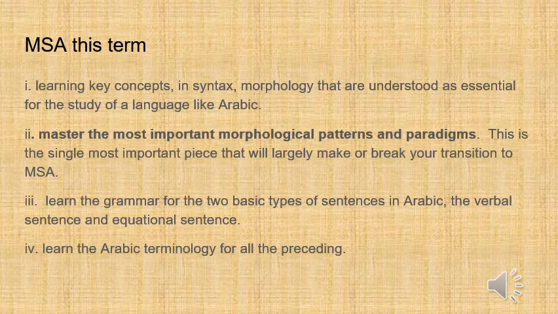So that's two. Third, learn the grammar for the two basic types of sentences in Arabic: the verbal sentence and the equational sentence. So the terms and what they mean and all that. Terms for the different parts of the sentences, and we'll be talking about case and all that fun stuff. And learn the Arabic terminology for all the preceding. So there are terms that go with this that allow us to communicate in class about it, that allow you to follow discussions about it as Arab grammarians talk about it, and it's just part of learning the language.